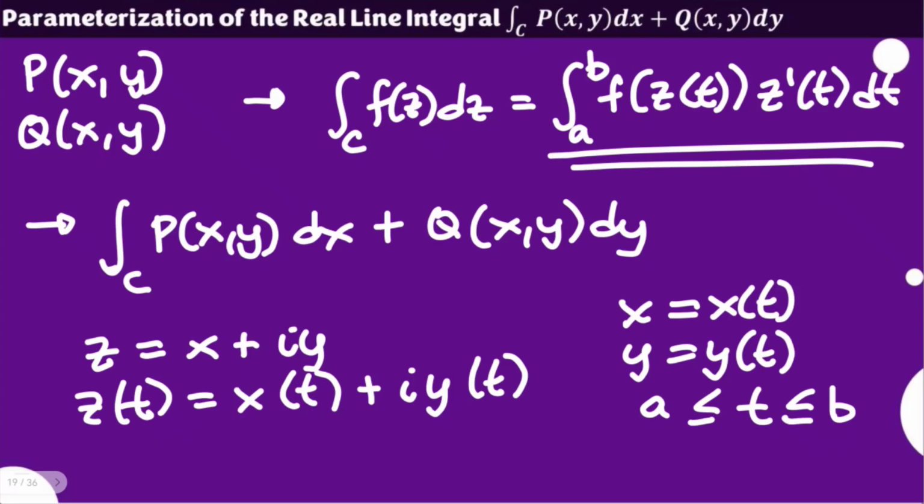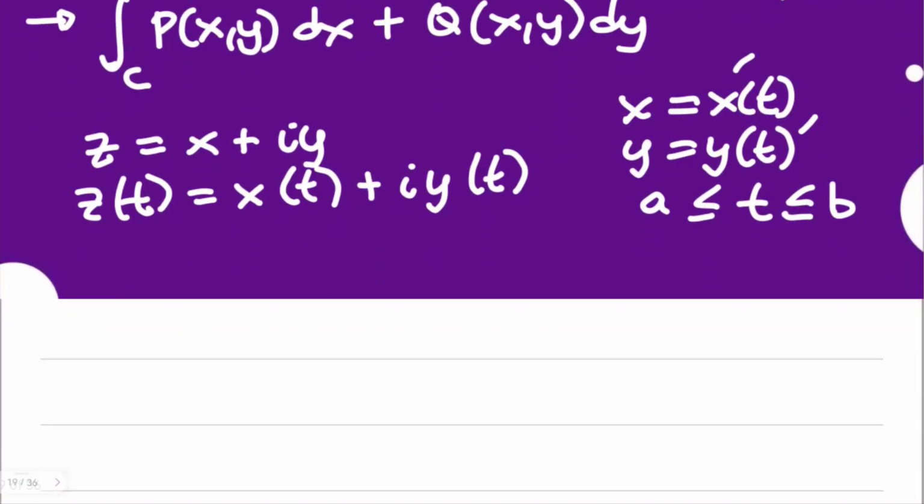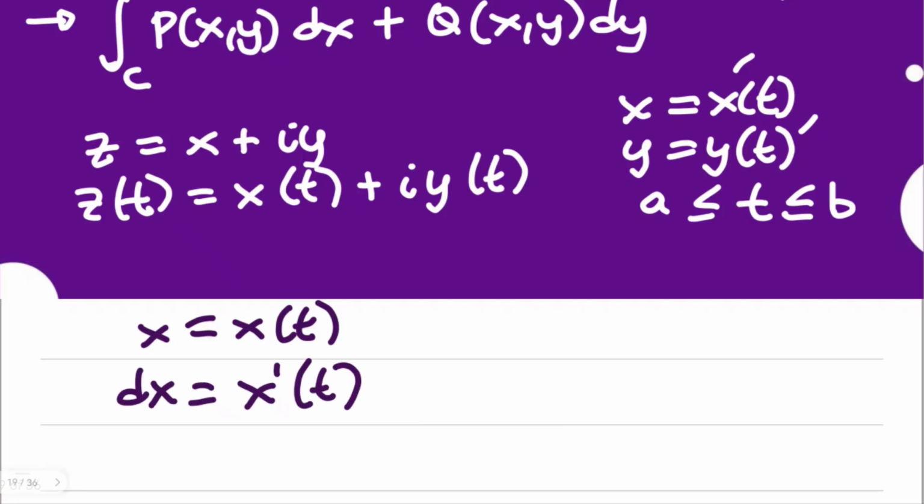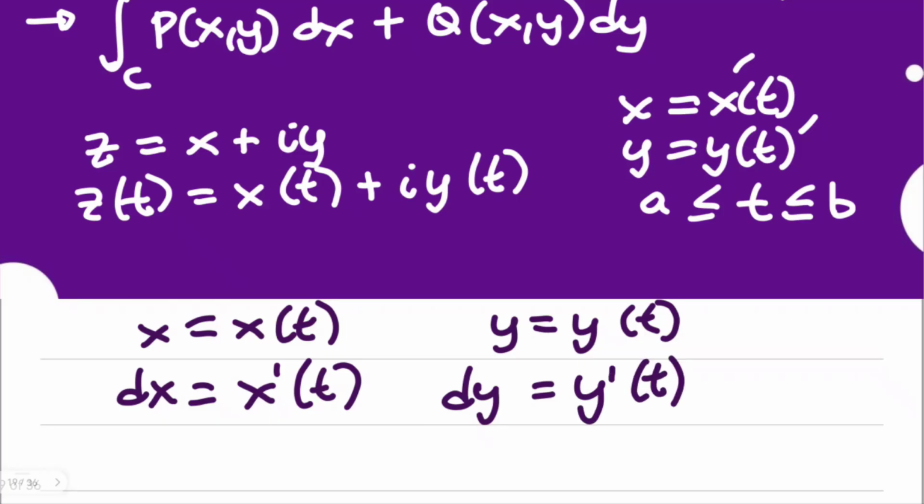Now, to parameterize the real line integral, we need to make sure that we could express the integral in this form here. We have our functions, this would be our x and y, but we need the first derivatives for both of them. So say for example, we have here our x is identified as x(t), therefore its first derivative is x'(t). Similarly, your y is y(t), so its first derivative is of course expressed as y'(t).